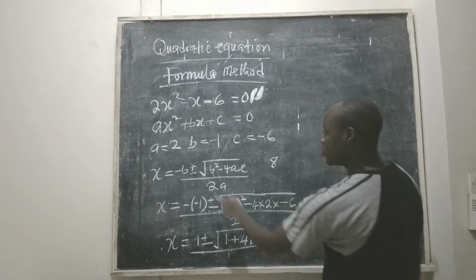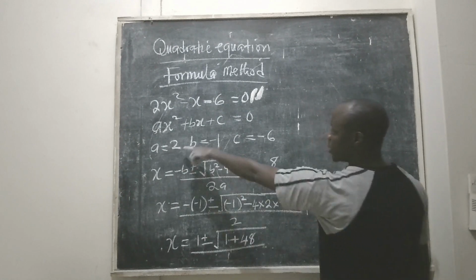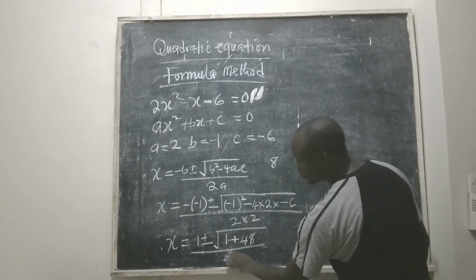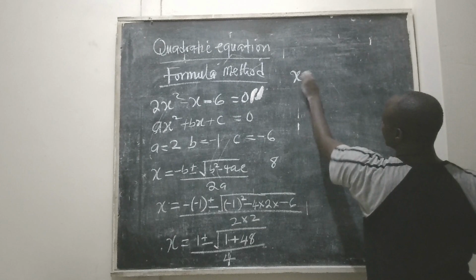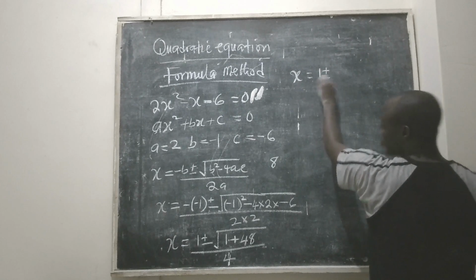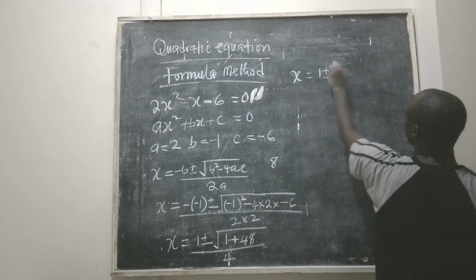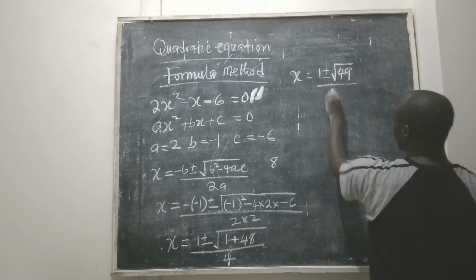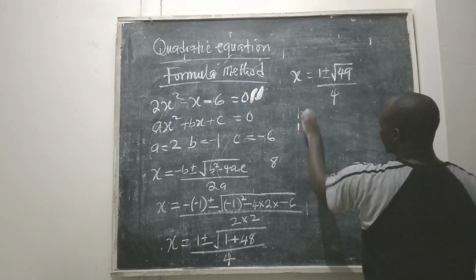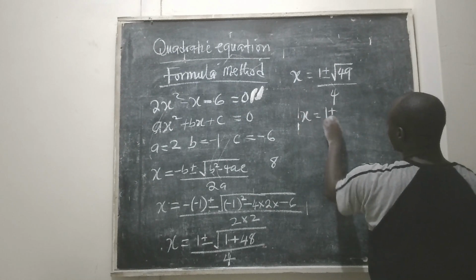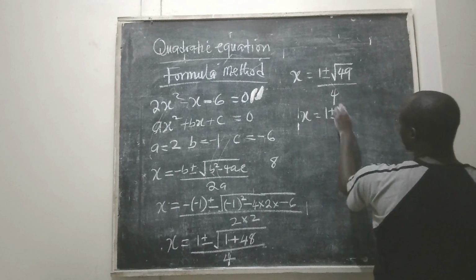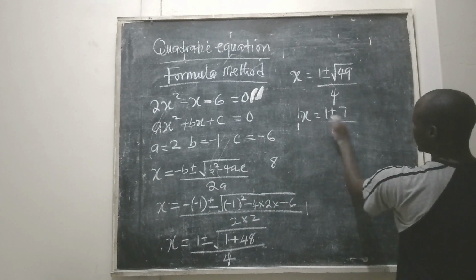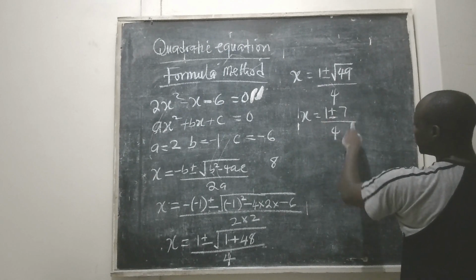Then divided by, remember our a here is 2. So we are now going to say 2 times 2, which is 4. So we have x is equal to 1 plus or minus the square root of 1 plus 48, which is the square root of 49, divided by 4. So the square root of 49 is 7, divided by 4. So we now have x is equal to 1 plus or minus 7 divided by 4.